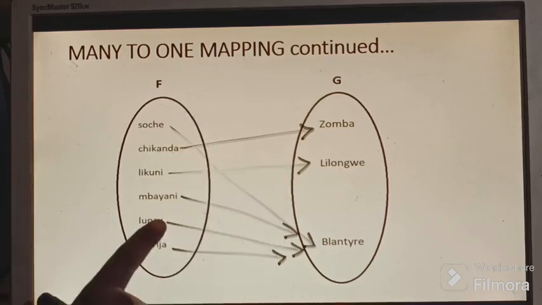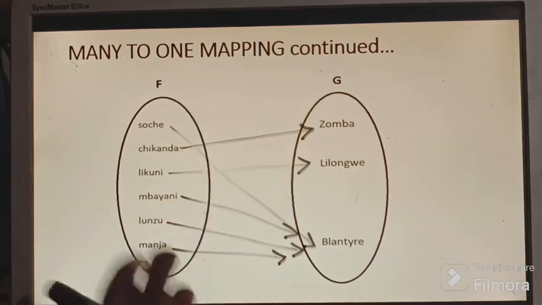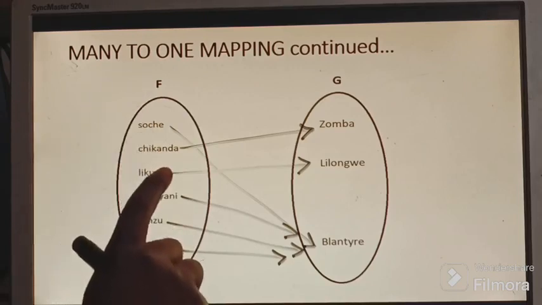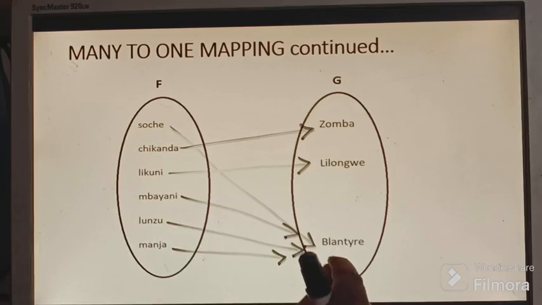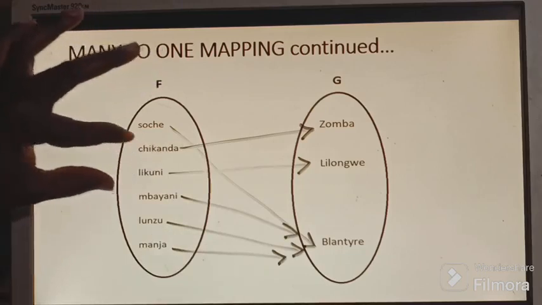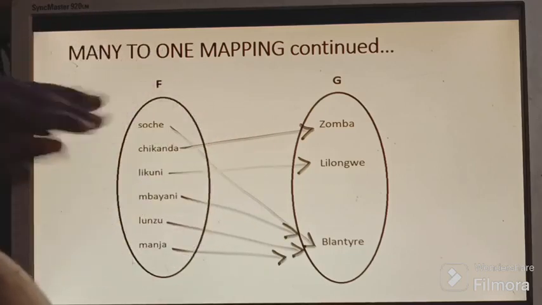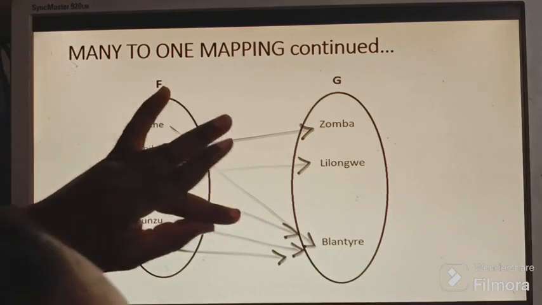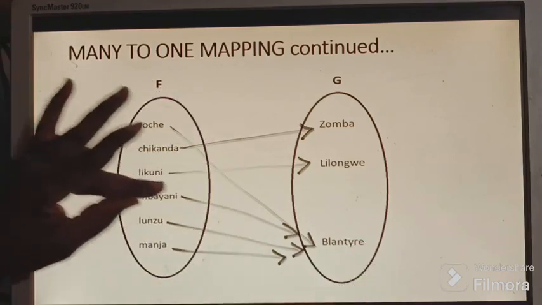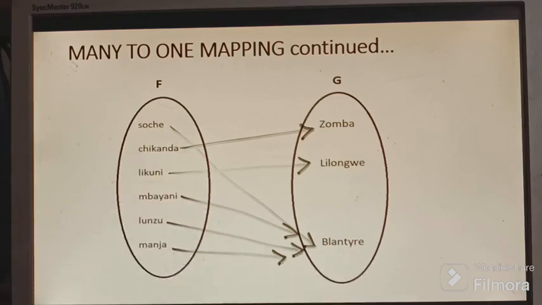So we have arrows coming from our domain converging at one element in the range. So that's why this one is called many to one. We just have to look at the direction of the arrows. There are many arrows converging at one element in the range. Many to one mapping.